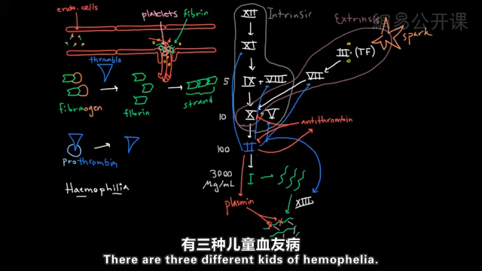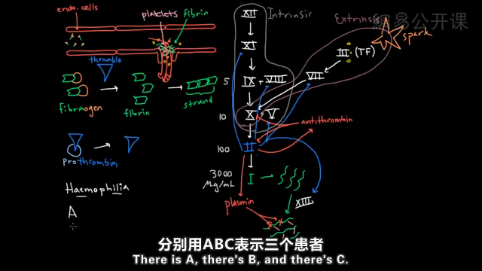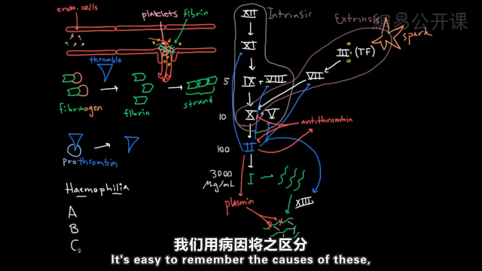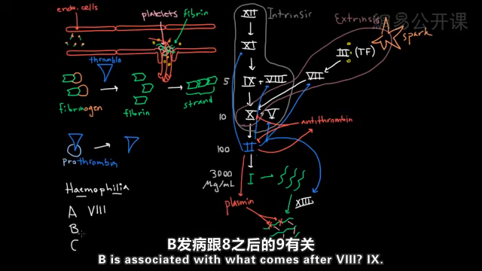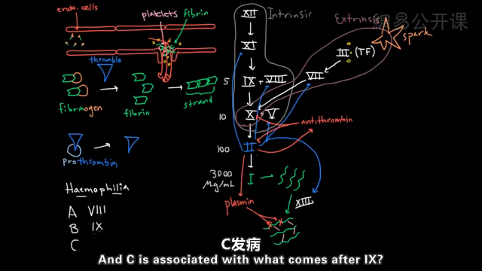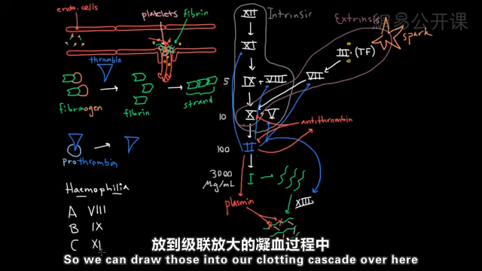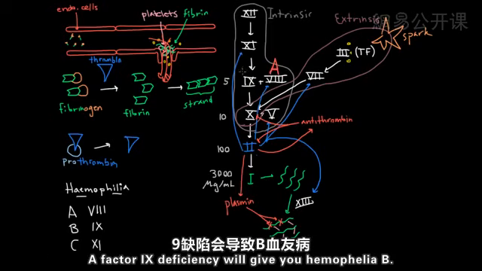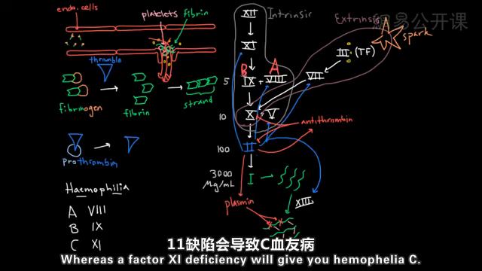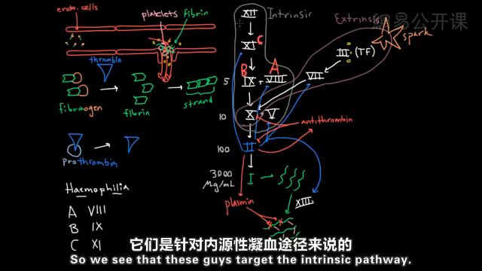And there are three different kinds of hemophilia. There is A, there's B, and there's C. And it's easy to remember the causes of these because A is associated with 8, B is associated with what comes after 8, 9, and C is associated with what comes after 9, not 10 actually, but 11. And so we can draw those into our clotting cascade over here to see that a factor 8 deficiency will give you hemophilia A, a factor 9 deficiency will give you hemophilia B, whereas a factor 11 deficiency will give you hemophilia C. And so we see that these guys target the intrinsic pathway.